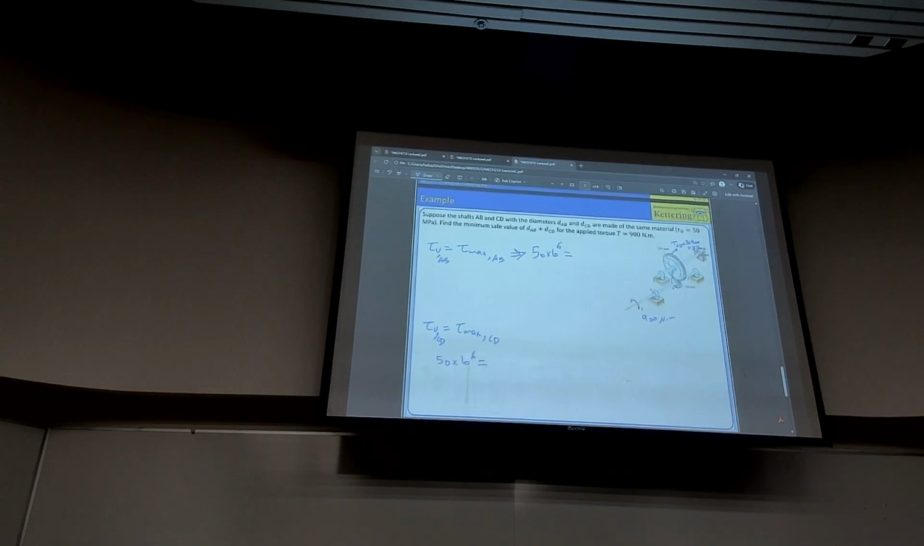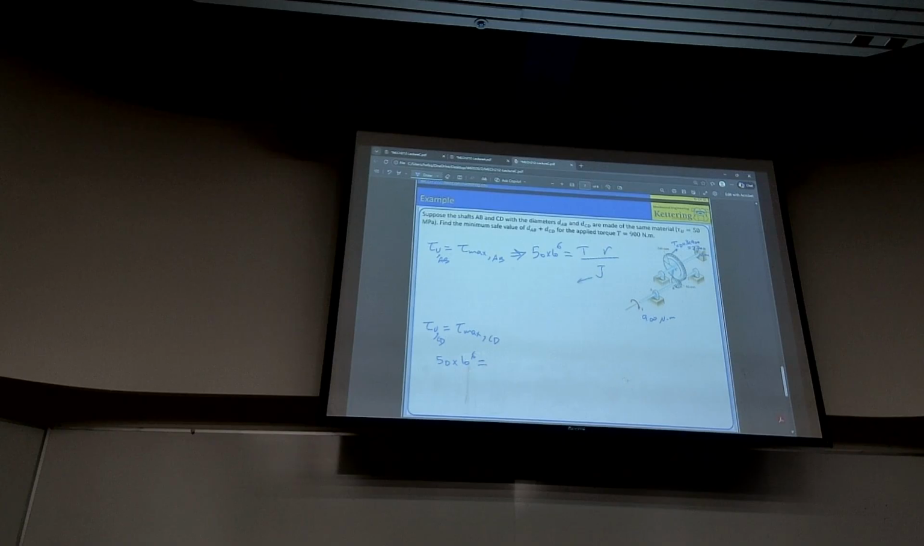All right. Now, on the right side, tau max is just an equation, right? What's the shear stress equation due to torsion? We did it even today. What's the equation for shear stress due to torsion? TR over J. So put TR over J.